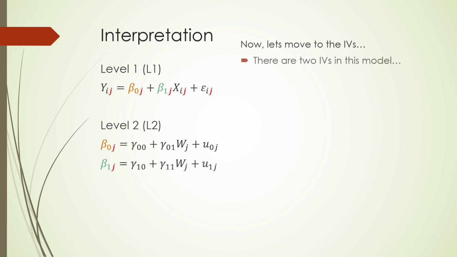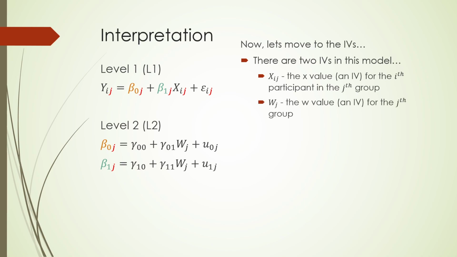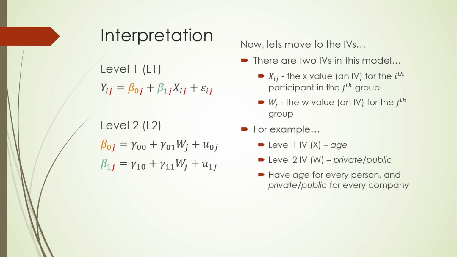All right, now let's move to the independent variables. There are two independent variables in this model. X sub ij represents the X value, which is an independent variable for the ith participant in the jth group. And as we said before, W sub j represents the W value. That's an independent variable at level 2 for the jth group. And we have an example here in the slides, but I prefer the example we've been rolling with, where the independent variable is skill rather than age. I think that's a better example. It's important to realize, though, that these independent variables are sometimes called fixed effects within the models, contrasted with our random effects.